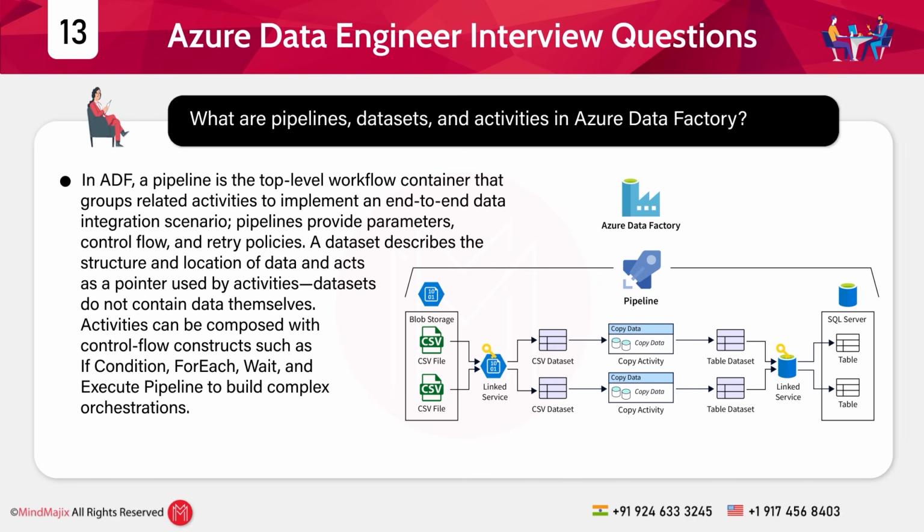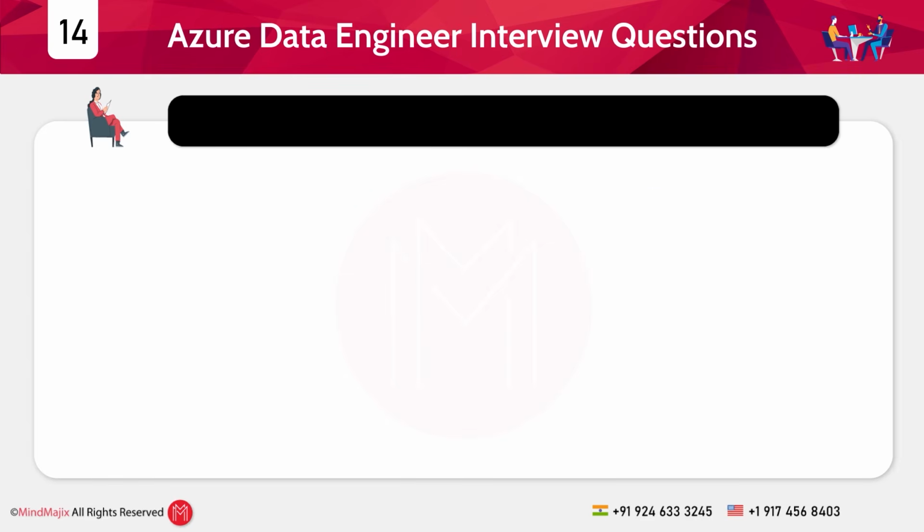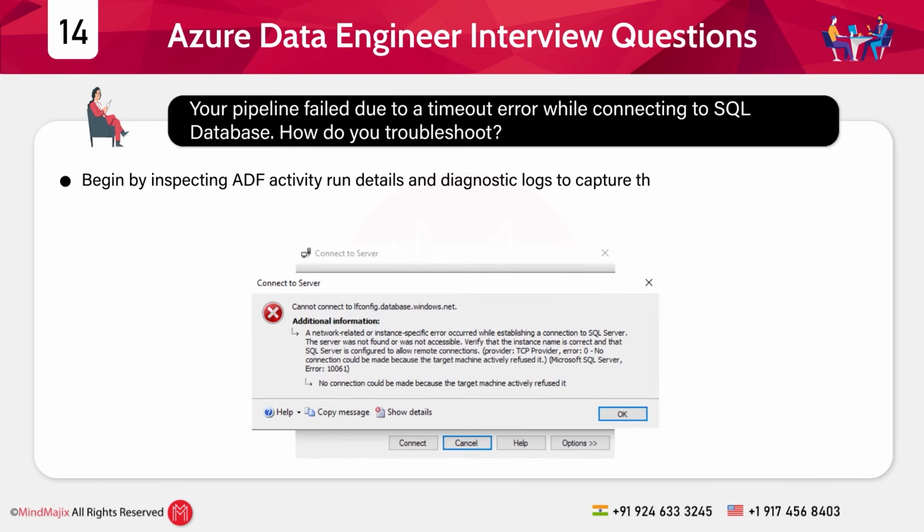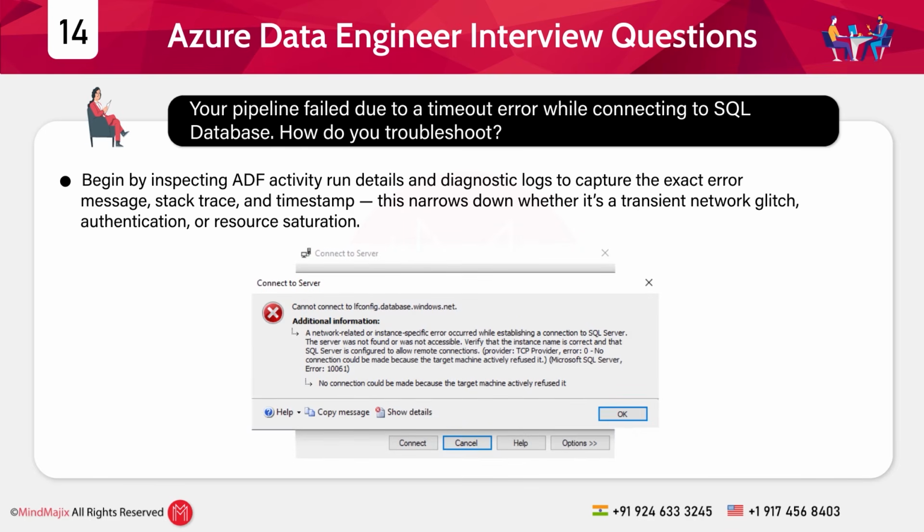The next question is, let's suppose there's a scenario in which your pipeline failed due to a timeout error while connecting to a SQL database. How do you troubleshoot this particular situation? First and foremost, you can begin by inspecting the Azure Data Factory activity run details and diagnostics logs to capture the exact error message, stack trace, and timestamp. This narrows down whether it's a transient network glitch, authentication, or resource saturation.